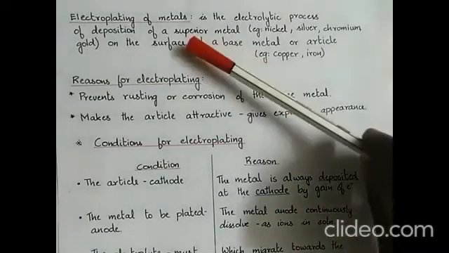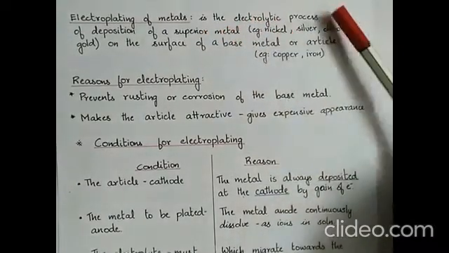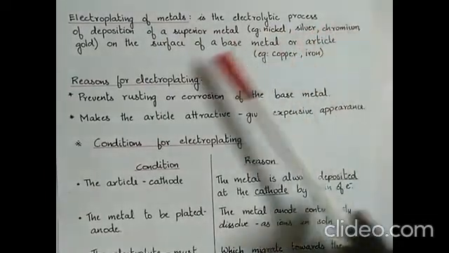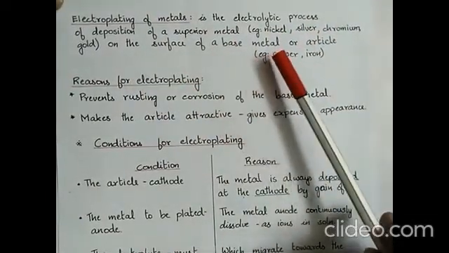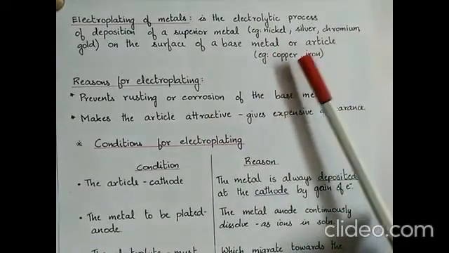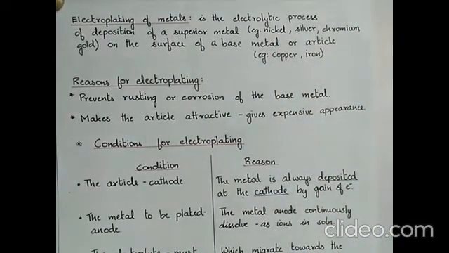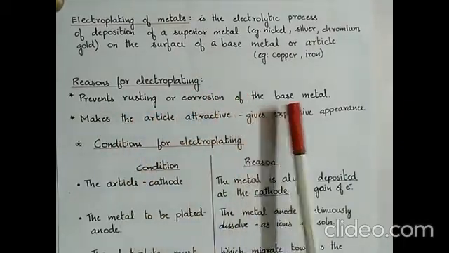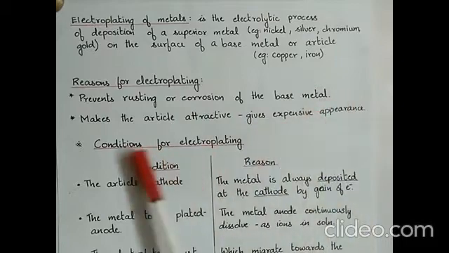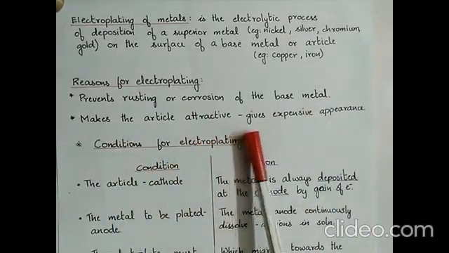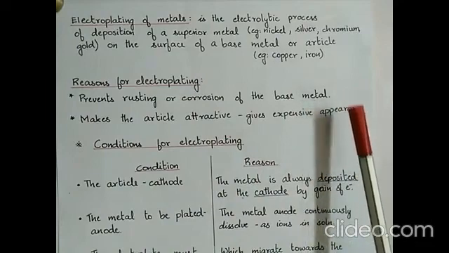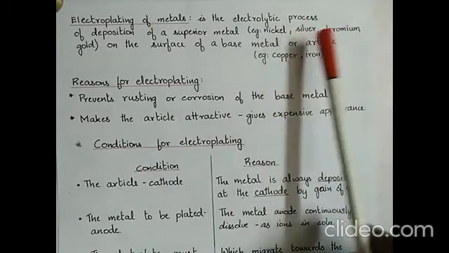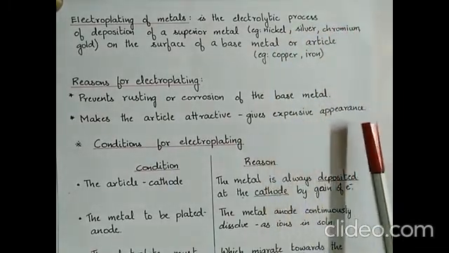So first, electroplating of metals. It is the electrolytic process of deposition of a superior metal like nickel, silver, chromium or gold on the surface of a base metal or article. Example, over copper or iron. Now, reasons for electroplating. It prevents the rusting or corrosion of the base metal like iron and copper and makes the article more attractive, gives an expensive appearance because iron will not have a good appearance. So if it is electroplated with silver or nickel or chromium, it gives a better appearance.